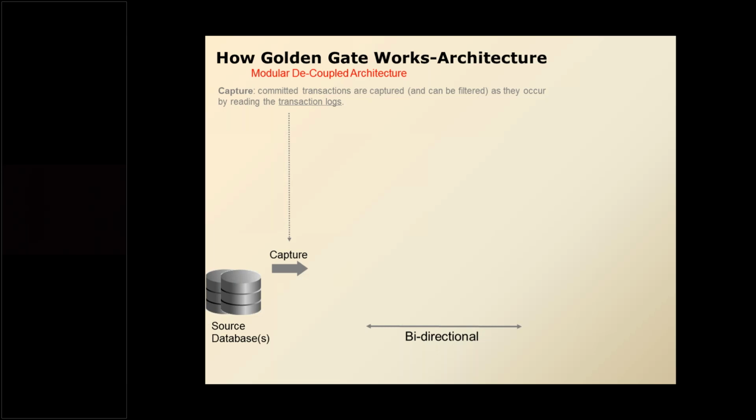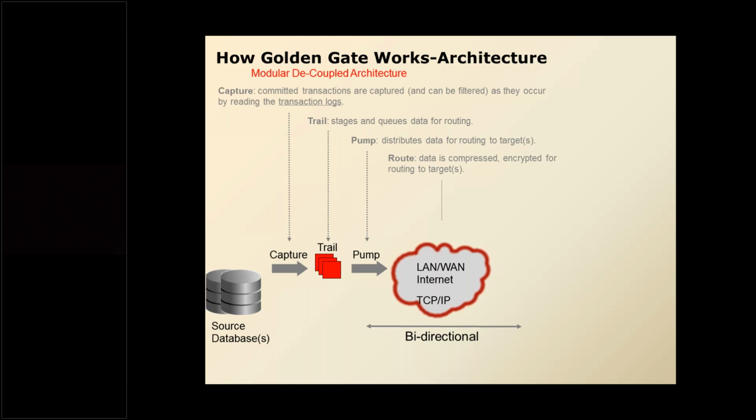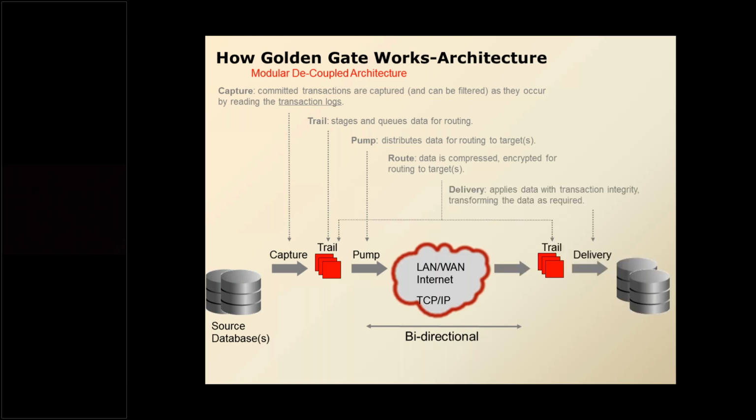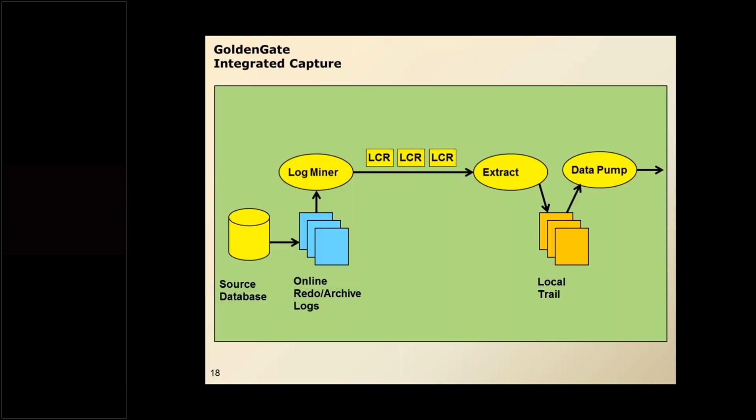You have Goldengate capture process, which captures the committed transaction, writes them to the local trail. Once the data becomes available into local trail, pump process sends the data over TCP/IP network and writes them to remote trail. And when the data becomes available into remote trail, Goldengate delivery process applies it to target database. And then bidirectional again is nothing but two-way unidirectional with some considerations.